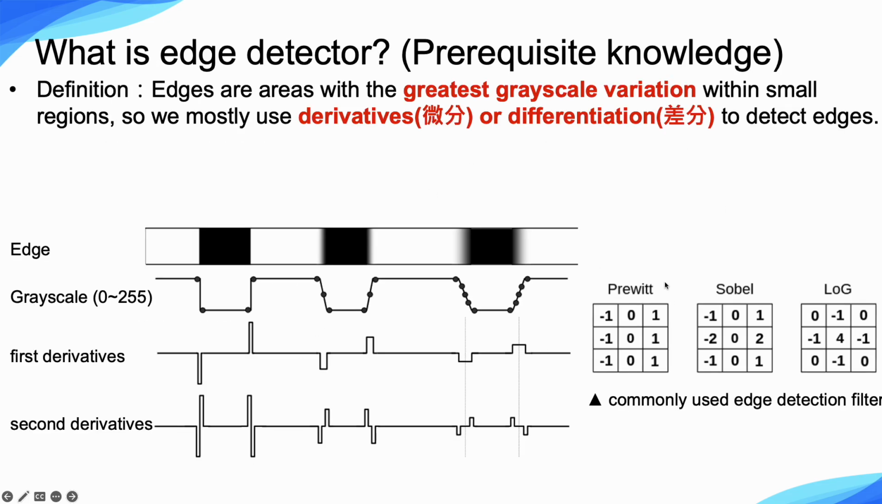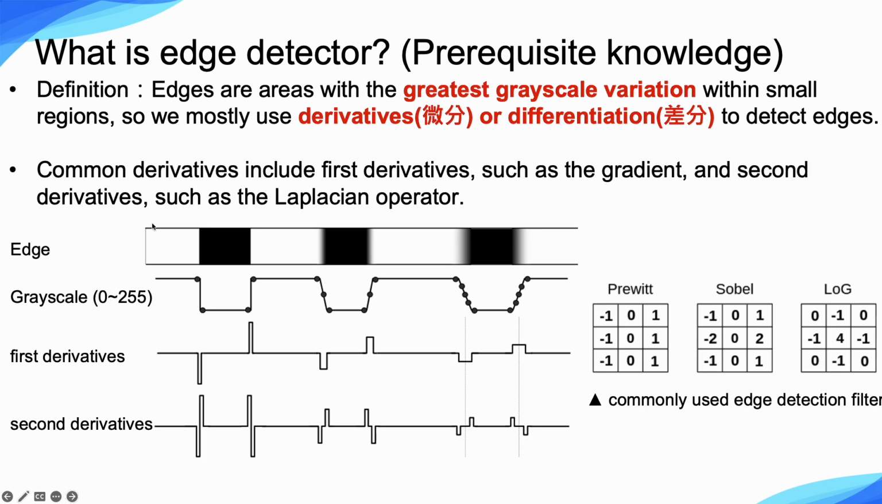Before we start, let's first take a look at the prerequisite knowledge regarding edge detectors. The definition of an edge is the area with the greatest grayscale variation within small regions. So we mostly use derivatives or differentiation to detect edges. Common derivatives include first derivatives such as the gradient and second derivatives such as the Laplace operator. Here are some commonly used edge detection filters.